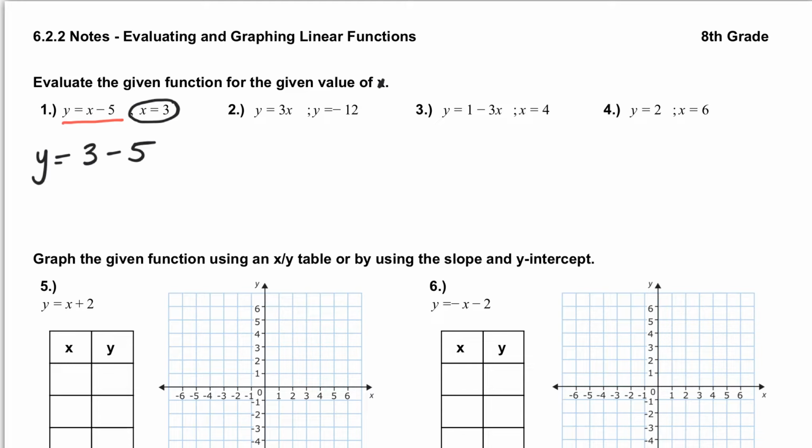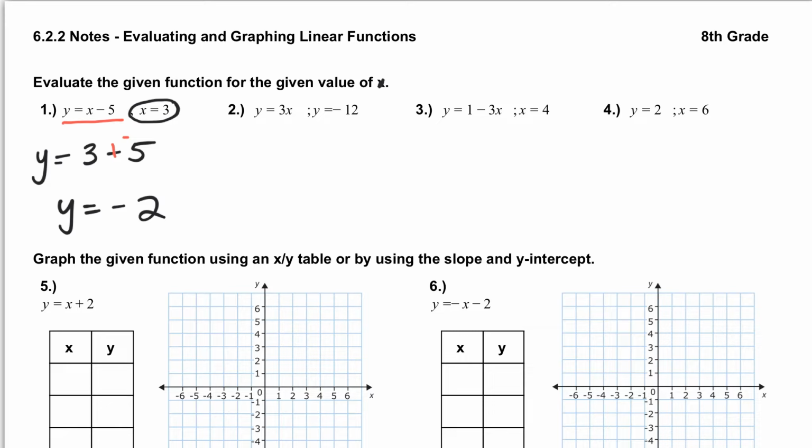Okay. And then we simplify what we can. So 3 minus 5, if we KFC that, is the same as 3 plus negative 5. And 3 plus negative 5 is going to tell us y is equal to negative 2. So when x is equal to 3, y is equal to negative 2 for this function. It actually works both ways here.